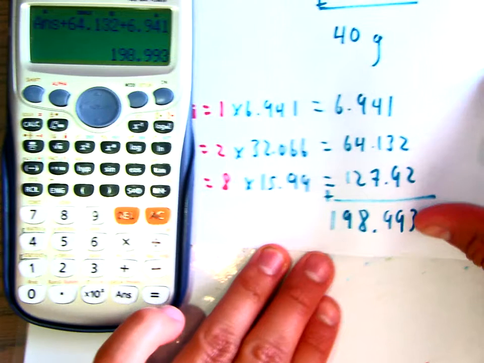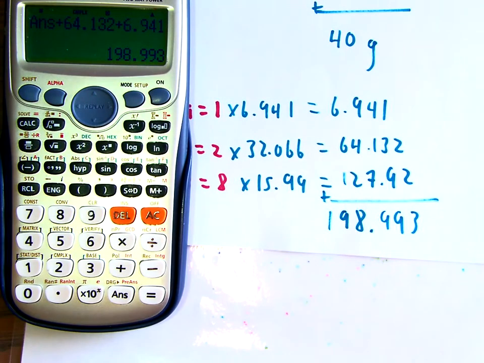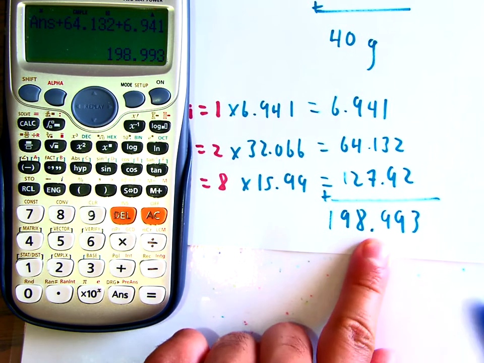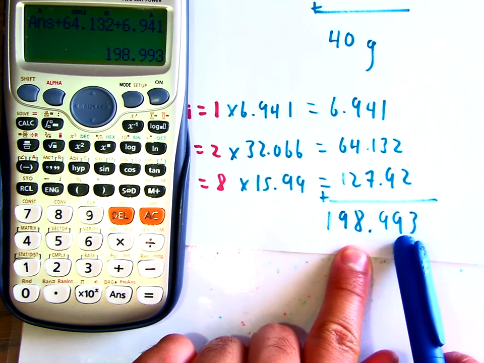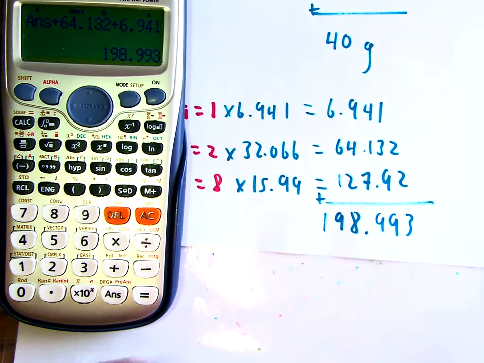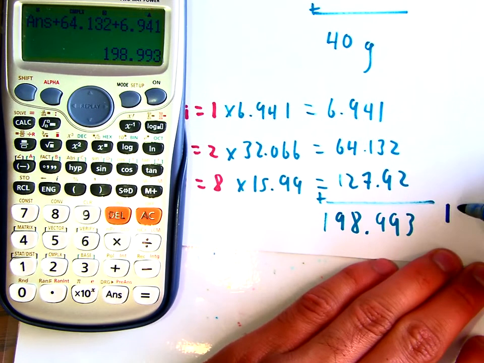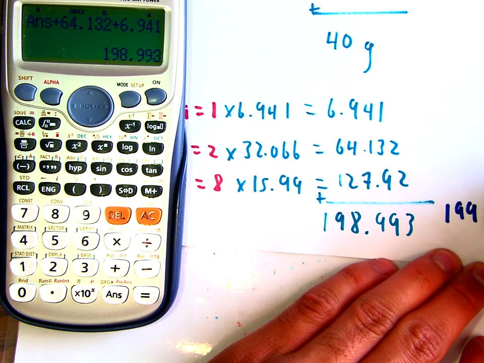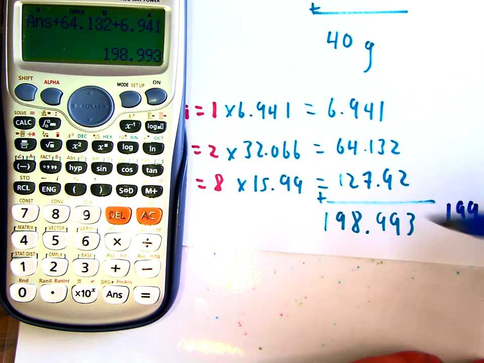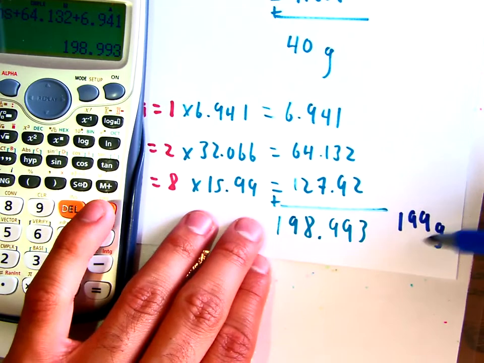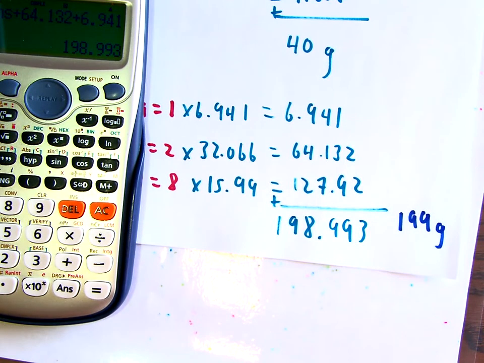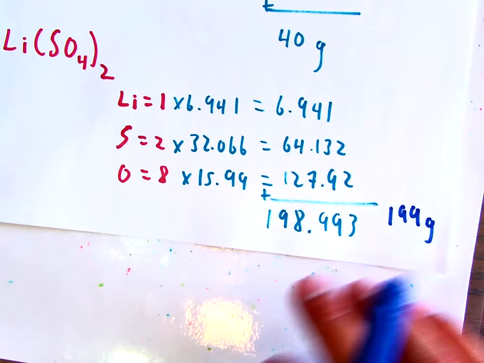If I rounded this to the first decimal, this is greater than 5, so this would round up, and this would end up being 199 grams. Okay, if you put this, it's not wrong, but if you round it, that's kind of what I'm looking for in the problems. Okay, and that's pretty much it.